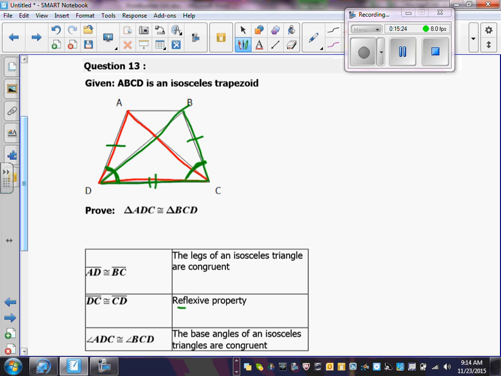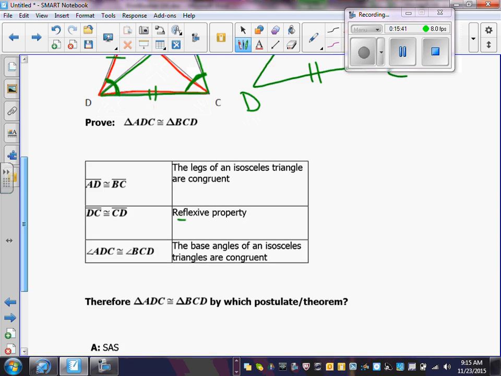So if you kind of take out the green triangle, it's kind of this one, right? B, C, and D. So this is the angle, this is the side, and this is the side. So you can clearly see this is going to be SAS, right?